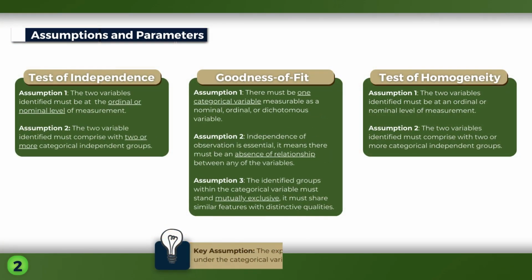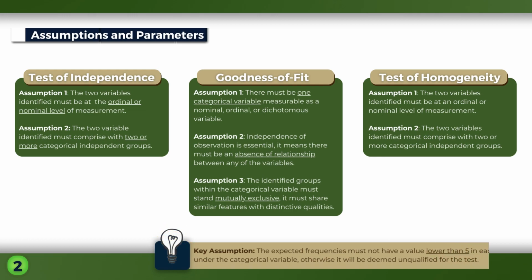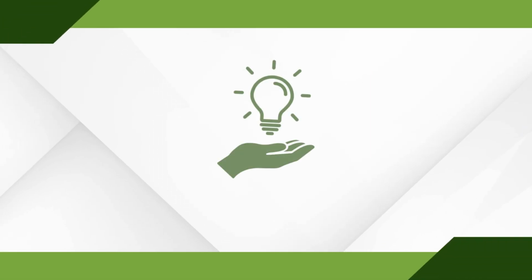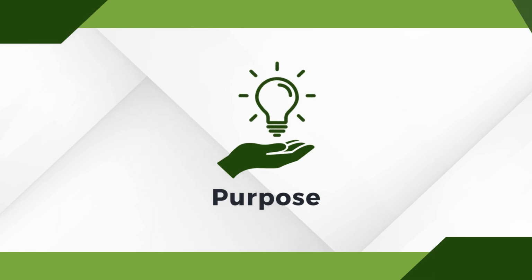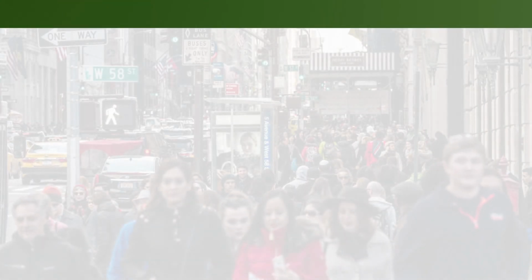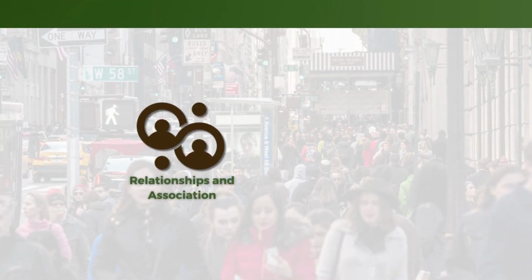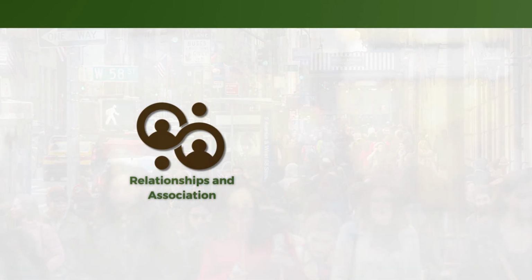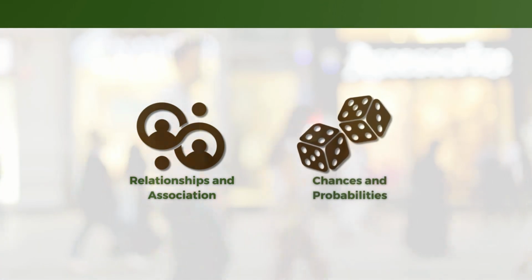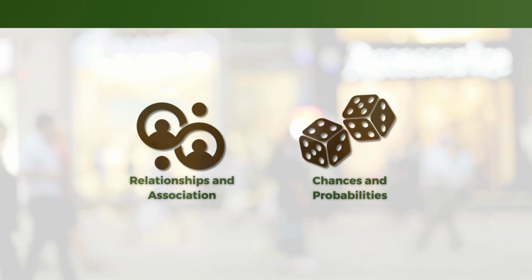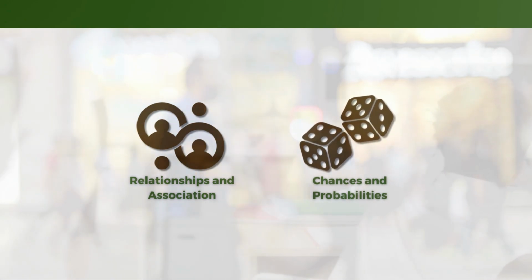And for our key assumption, the expected frequencies must have a value lower than 5 in each group under the categorical variable. Otherwise, it will be deemed unqualified for the test. When do we use the chi-square test? As discussed earlier, the chi-square test generally delves into the relationship between group and variables. It also considers whether a certain outcome is brought about by chance or was merely induced by a specific association.